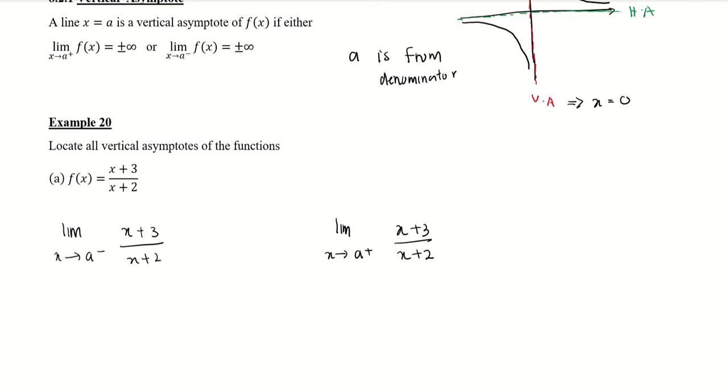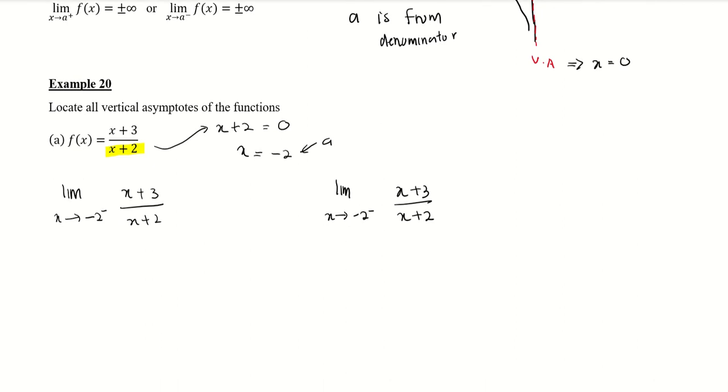What is a? Like I told you before, a comes from the denominator. The denominator for this function is x plus 2. So we take x plus 2, equate it to 0, and solve. So we get x equals negative 2. So negative 2 is our a. That means we're going to find the limit as x approaches negative 2 from the left and negative 2 from the right.